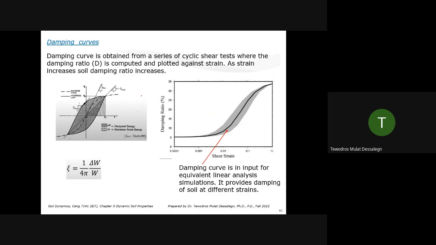The damping curve is similar to what we discussed for the Gmax curve, but now see what it looks like for damping.